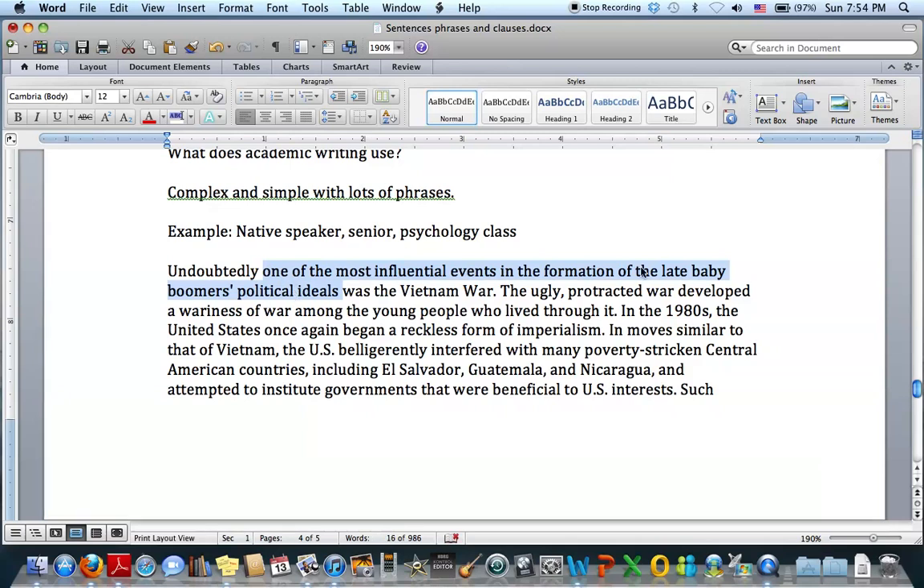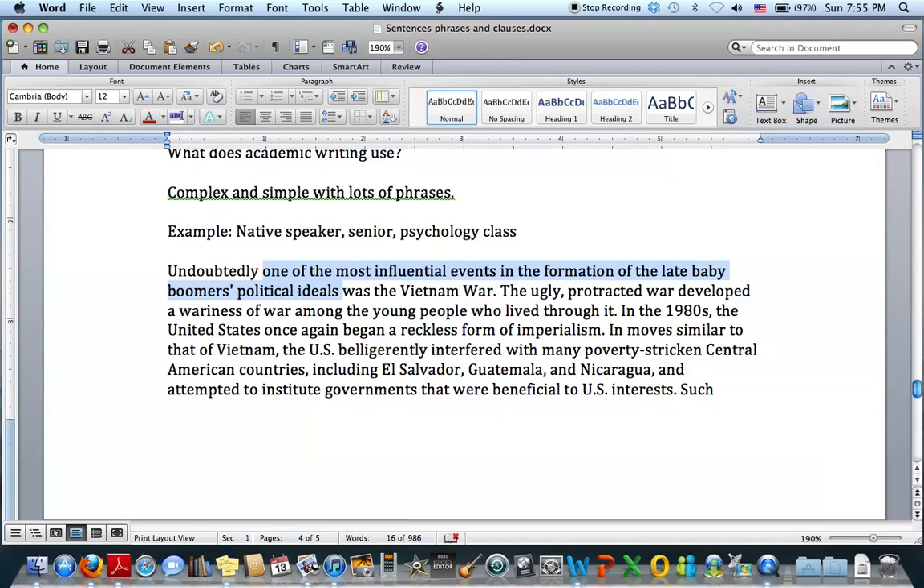One of the most influential events in the formation of the late baby boomers' political ideals, blah, blah, blah. That is one noun phrase. That's it. Just one whole huge noun phrase. I mean, my goodness gracious, this is actually a pretty simple sentence if you look at it. We have adverb right here, undoubtedly, and then we have this giant noun phrase, and then we have the to be verb, and then we have another noun phrase right here. That's it. It's a simple sentence, and yet it's huge, it's long, and that's because there's a gigantic noun phrase.